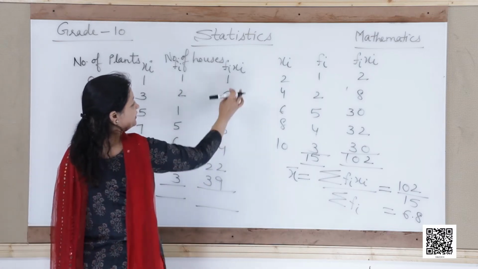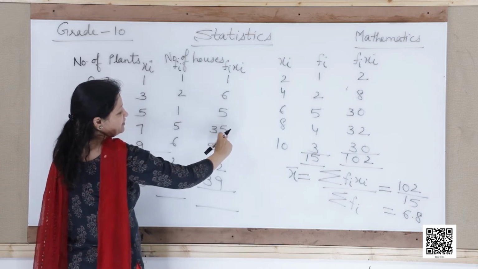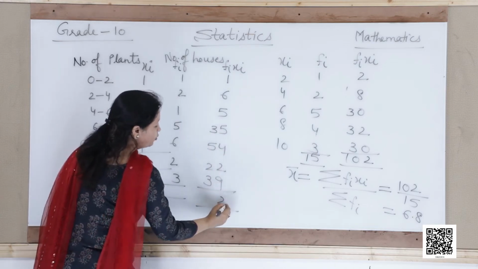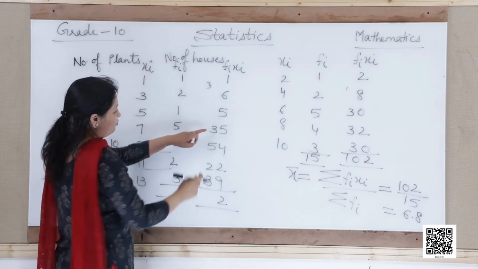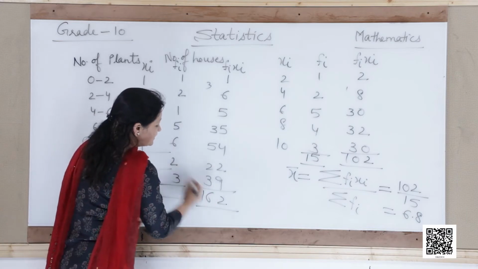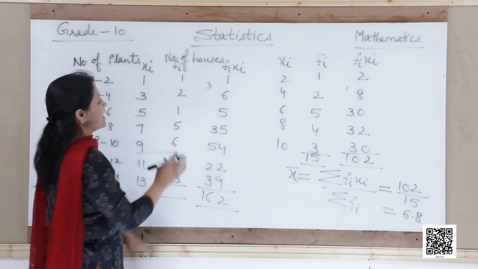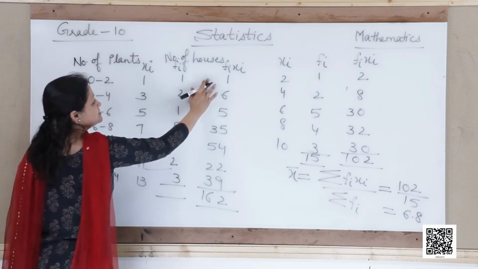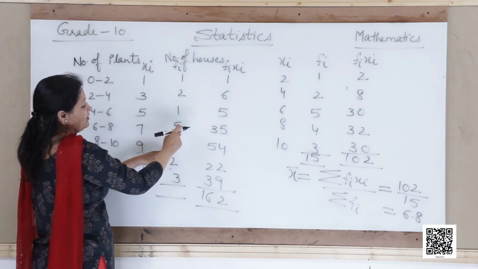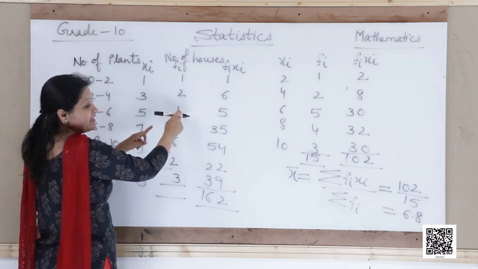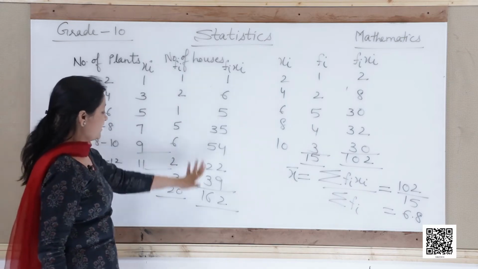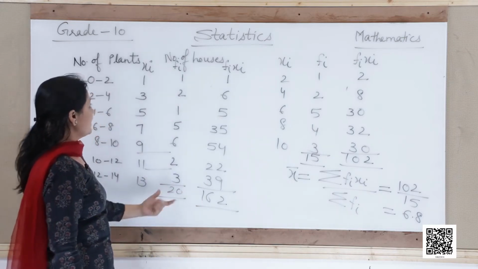6 and 5, 11 and 1, 12. 12 and 5, 17. 21, 23 and 9, 32. So 3 carry over. 3, 3, 6 and 5, 11. 11 and 2, 13. 13 and 3, 16. So we have got 162 as sigma fi xi. Now sigma fi. 3 plus 2, 5. 5 plus 6, 11, 11 plus 5, 16, 17, 19 and 1, 20. So we have got fi xi also, we have got fi also.